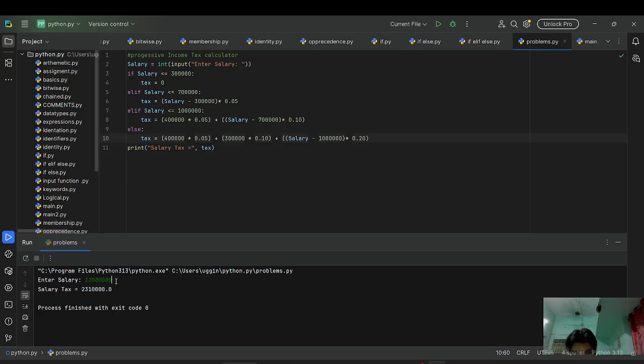Let's run this program again with what I have entered. Actually, the answer should be 90,000. Yes, the answer is 90,000. This is how exactly this progressive income tax calculator will work. Now let's see another question.